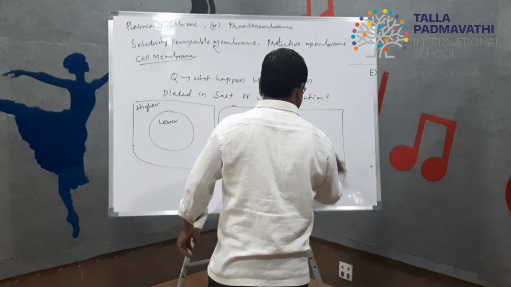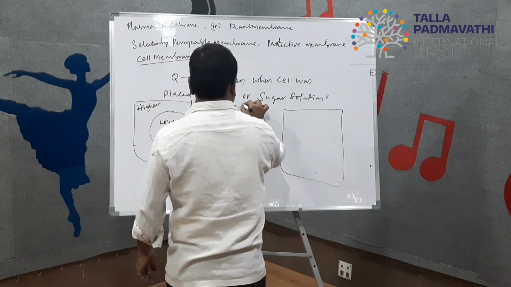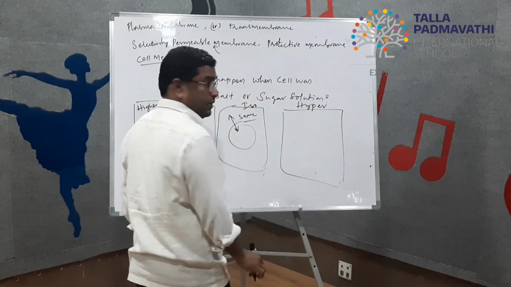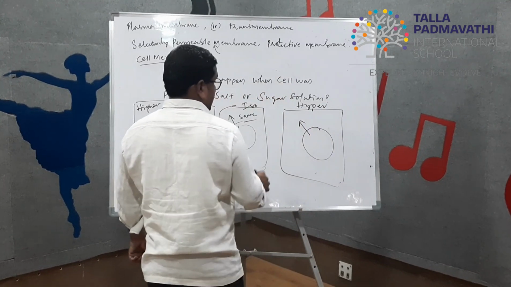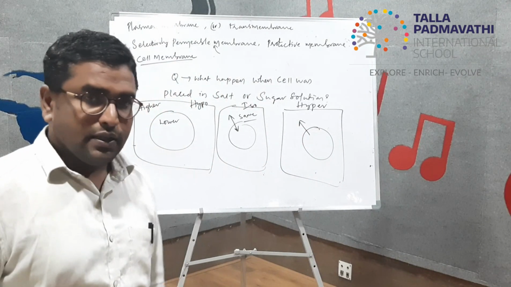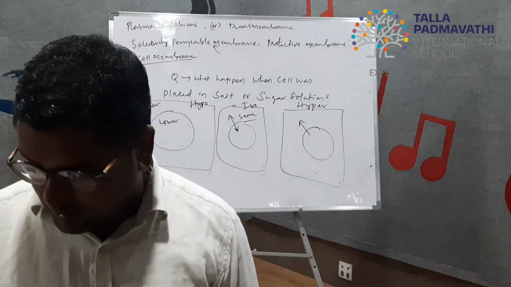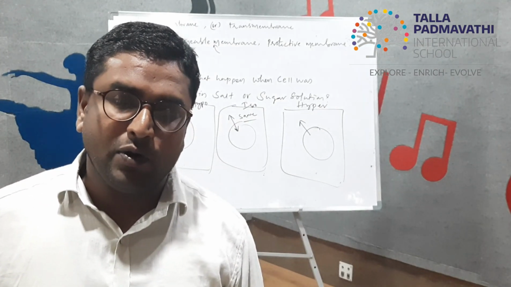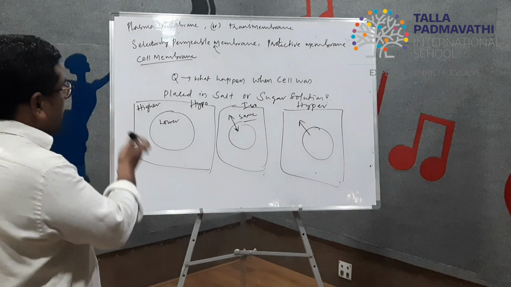Here, hypo, iso, hypertonic. Okay, so water moves with the help of the osmosis process. Note down one point: the movement of water across the plasma membrane is affected by the amount of substance dissolved in water. It is also called a semi-permeable membrane.